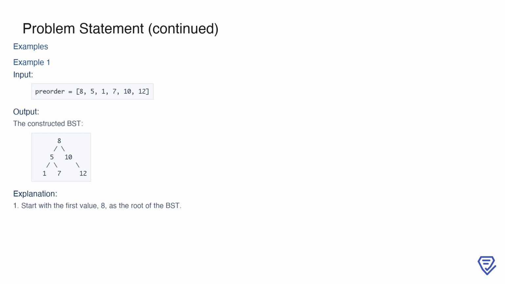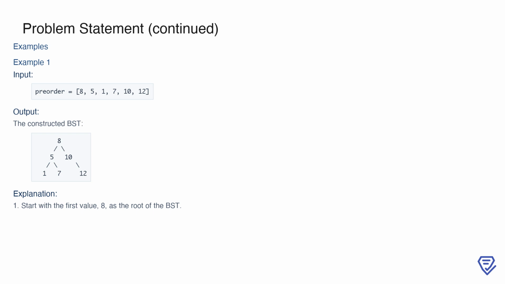Suppose the input preorder traversal is 8, 5, 1, 7, 10, 12. The resulting BST would look like this. The root node is 8, with 5 as its left child and 10 as its right child. Continuing with the left subtree of 5, 1 becomes its left child, and 7 becomes its right child. For the right subtree of 10, 12 becomes its right child.